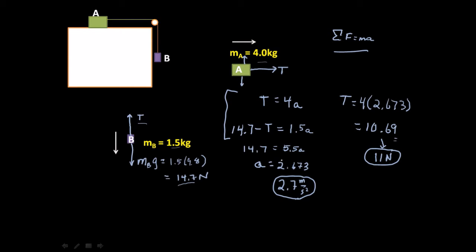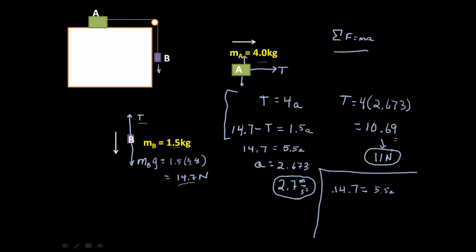Pretty sweet, huh? Now, it's possible that you've been shown a different way of doing this. If we consider the whole thing as just one system, having a total mass of 5.5 kilograms with just one force on it, and that would be the weight pulling right here, we ignore all the internal forces when it's a complete system. The only external force is the weight. Then we would have that weight, which is 14.7, equal to the total mass, 5.5, times the acceleration, a.